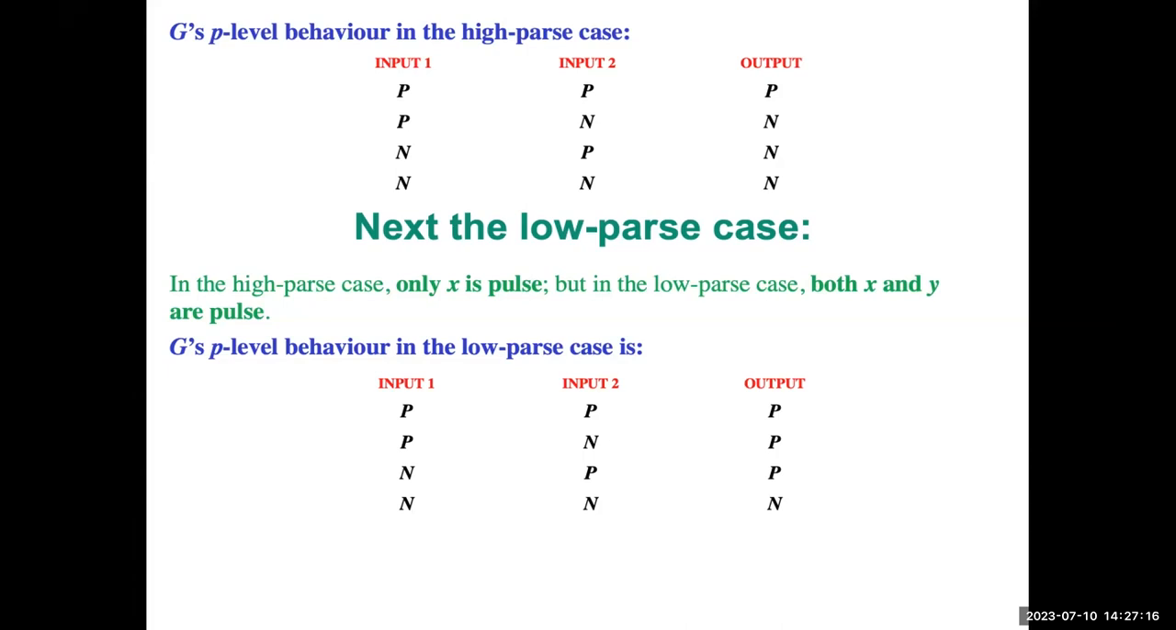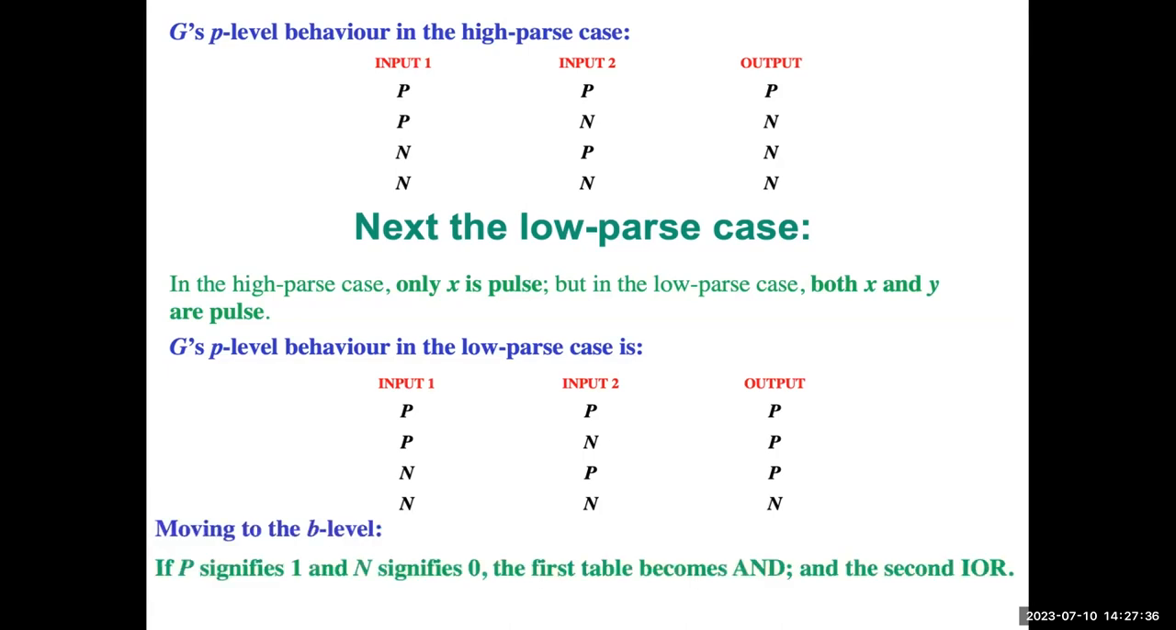So that's Aronin in action. What's happening here is that the allegiance of that middle-sized bump is shifting. It has one allegiance in the high parse case and a different allegiance in the low parse case. And as a result, you get different pulse tables. And then moving to the B level, if P signifies one and N signifies zero, then the first table becomes AND and the second becomes inclusive disjunction. So that's Aronin, a bumper sticker summary of what I'm trying to explain: an Aronin is pulse reparsing. That's how you get the middle state to shift its allegiance. Threshold the pulses differently, threshold the waveforms differently.